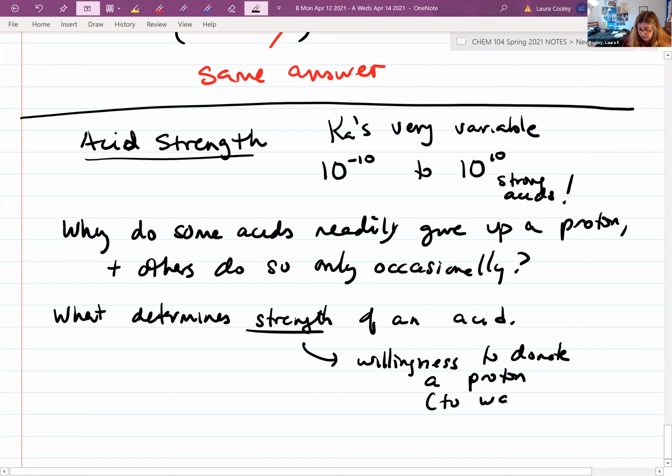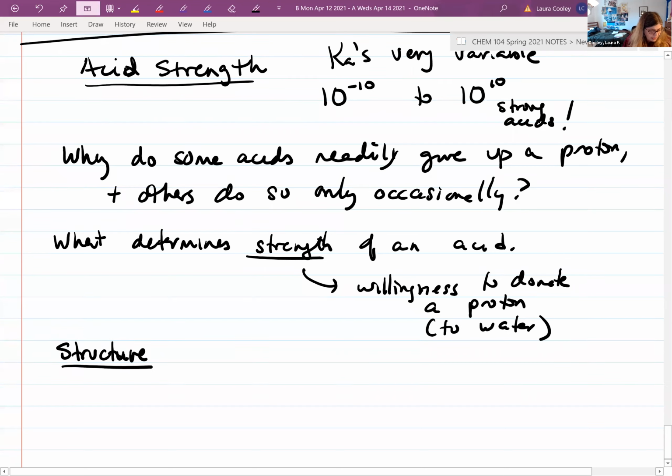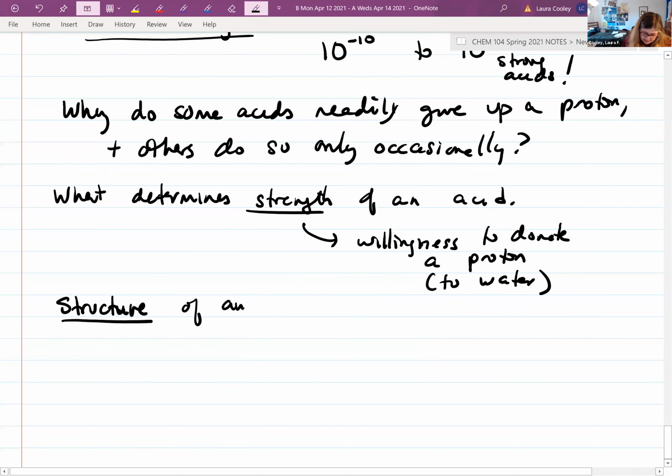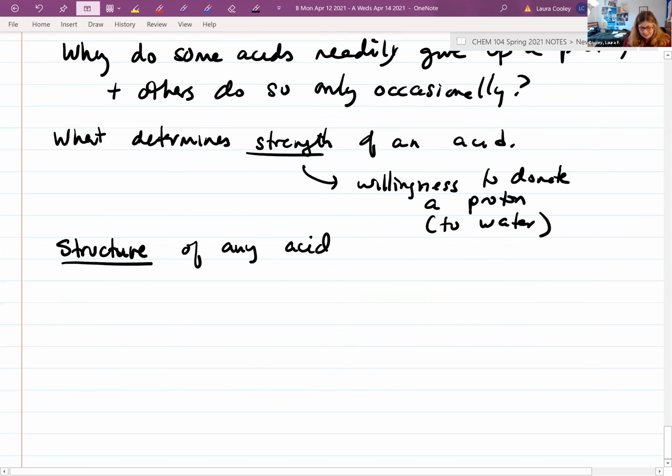You could say to water, because that's usually how we write the acid dissociation reaction. But when you take organic chemistry, you don't deal with a lot of aqueous solutions. So you might have the same statement, but maybe it wouldn't say in water. So what I want to do is start by looking at the basic structure, no pun intended. So I'll just write structure of any acid. And there are features I'm going to add later.